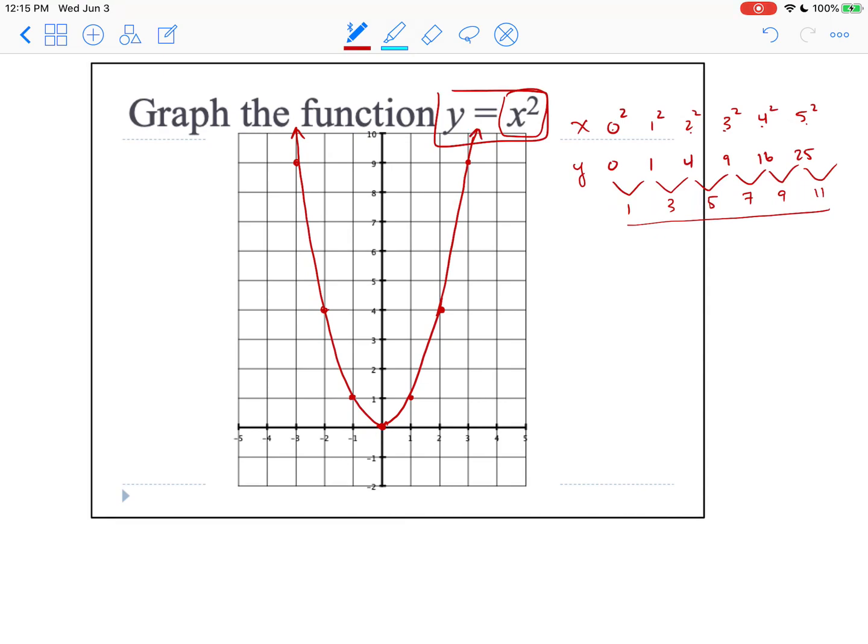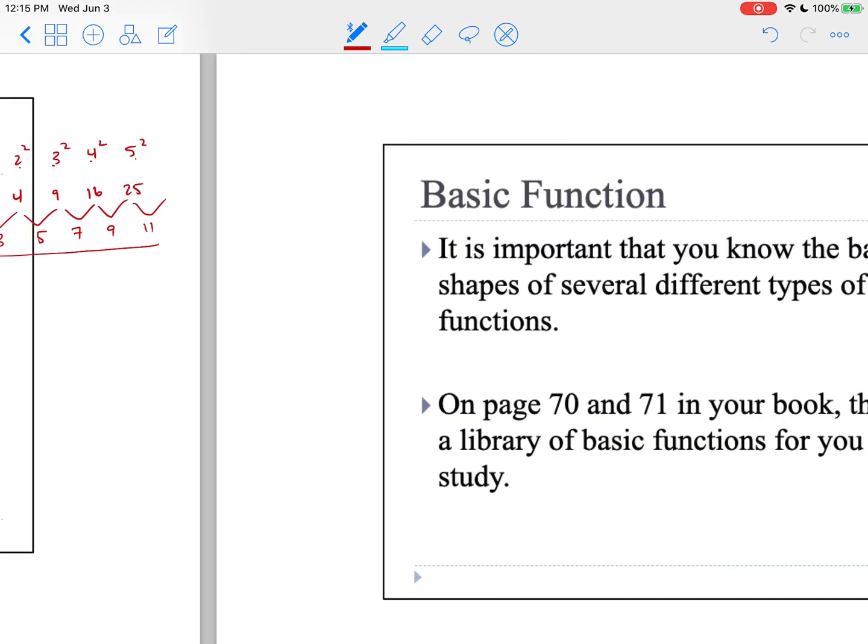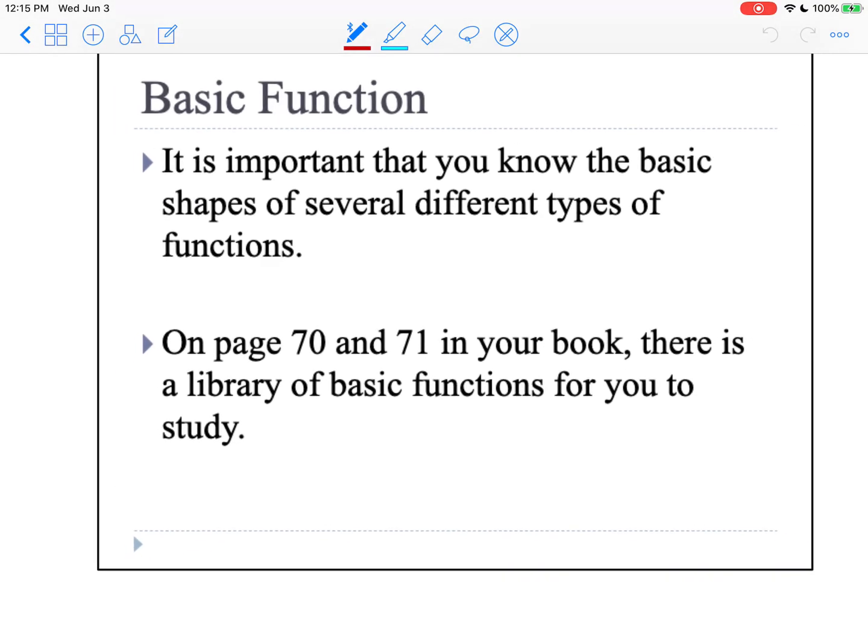Now, next week, we're going to talk about transformations, graphing using transformations. And if you know the shape of this graph, then you can graph any quadratic that's in a specific form just by understanding how the different transformations affect the graph, and that's what we're going to talk about then. So knowing this basic shape is important, and actually knowing the basic shapes of several families of functions is going to be very helpful. So this is on page 70 and 71 in your book.